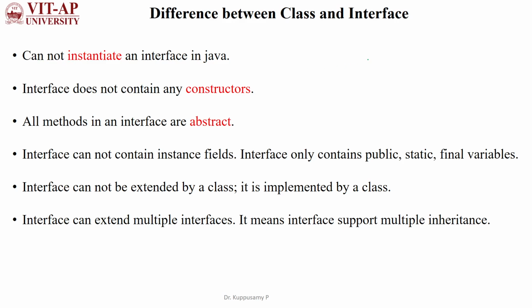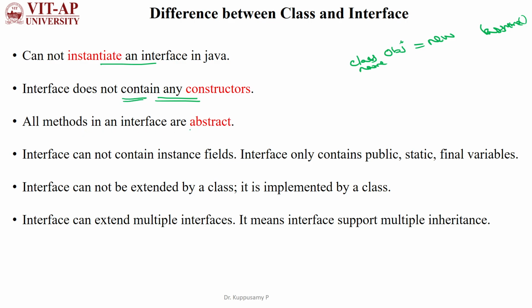The class can create an object by class name. So here the class name can be used to create the object by using the new operator. But we cannot use an interface to create the object. That is one of the disadvantages. And an interface does not contain any constructor. In a class we will have a method name similar to the class name, right? That is the constructor. But in an interface we cannot use the constructor.